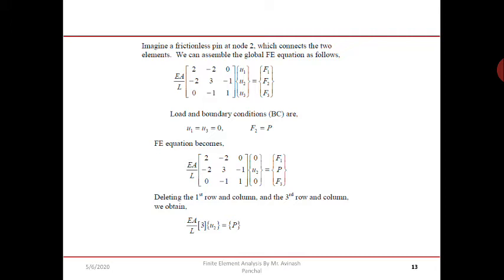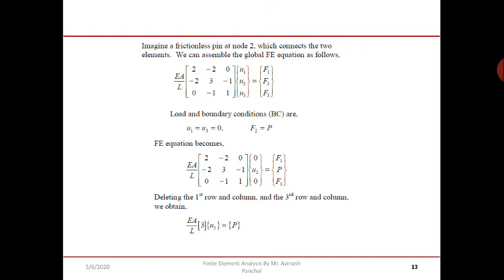So u1, u2, u3 are the displacement values corresponding to nodes 1, 2 and 3, and they equal f1, f2 and f3, the force values corresponding to nodes 1, 2 and 3. Now we apply the boundary conditions: u1 equals u3, both treated as 0, because both points are fixed degrees of freedom. At a fixed point there is no deflection, so the deflection at nodes 1 and 3 is 0. So u1 and u3 are 0, and the force f2 applied here is equal to P, while f1 and f3 are the reactions coming from the fixed nodes.